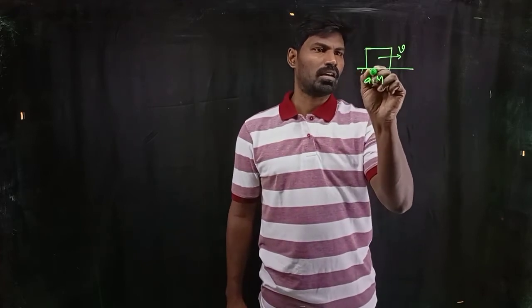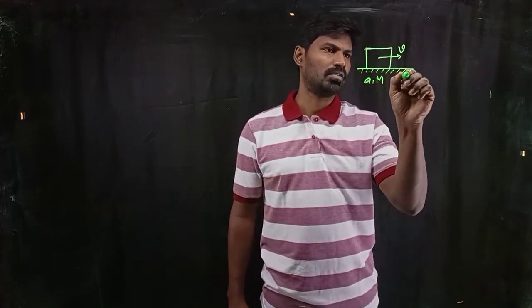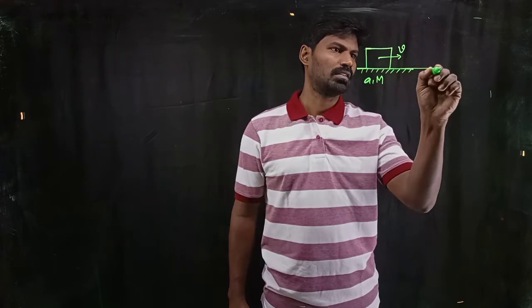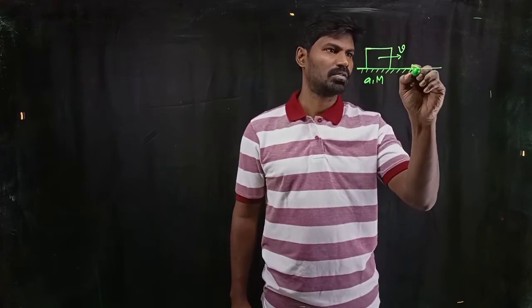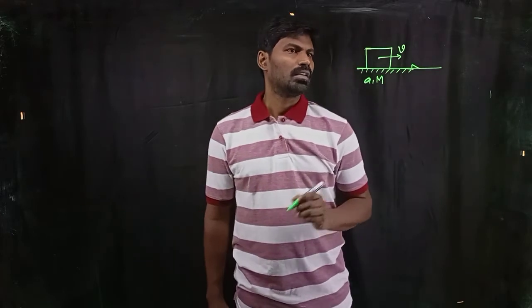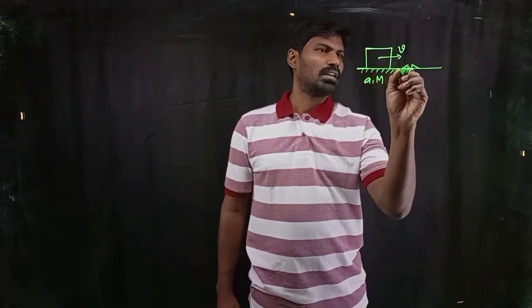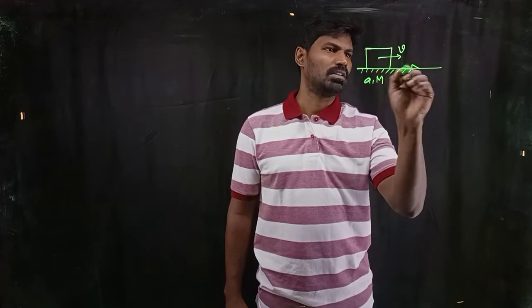As it keeps on moving along the horizontal direction, this surface I am considering here is a frictionless surface. Here there is a small obstacle on its way. What happens as it keeps on moving to the right? After coming to this point, it hits this obstacle.